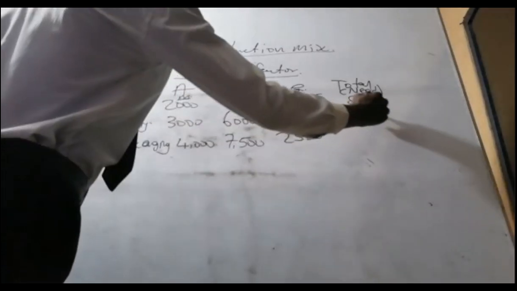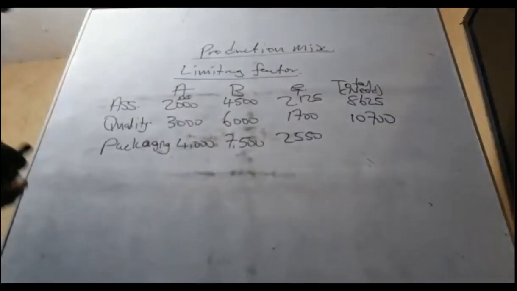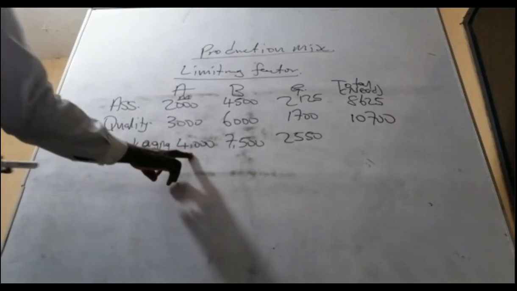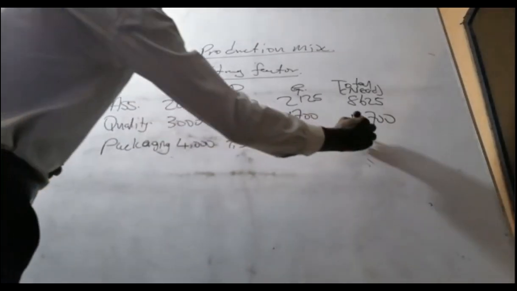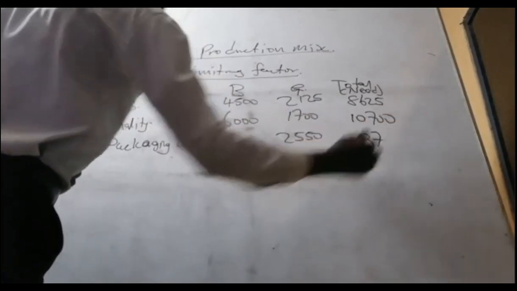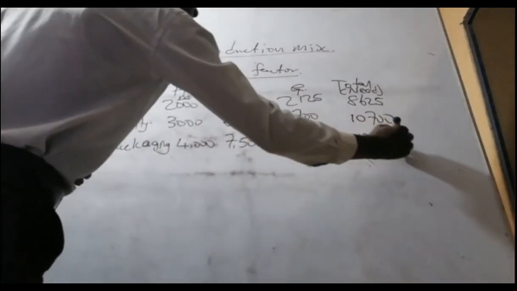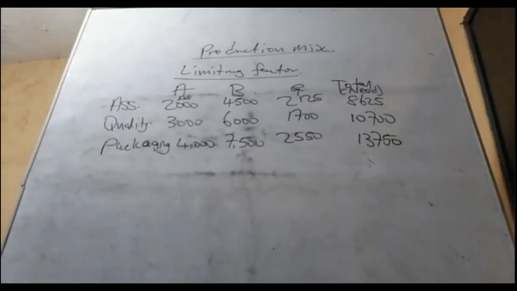So that's what we need, or the total. And then lastly, 4,000 packaging. So 4,000 plus 7,500, that's 11,500, plus 2,250, that's 13,750, right? Great. Now this is what we need.